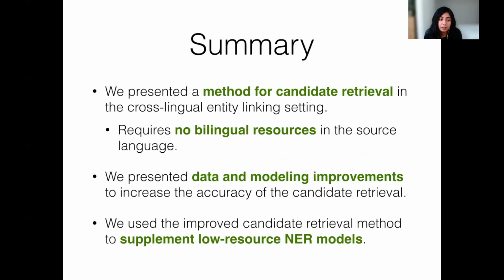So overall, in this talk, we discussed methods for cross-lingual entity linking in low resource languages. The methods we presented for candidate retrieval do not require bilingual resources in the source language. We also presented a systematic analysis of the errors made by the model, and used this information to make informed modeling and data improvements to the model. Finally, we used the improved candidate retrieval method to supplement low resource named entity recognition models.